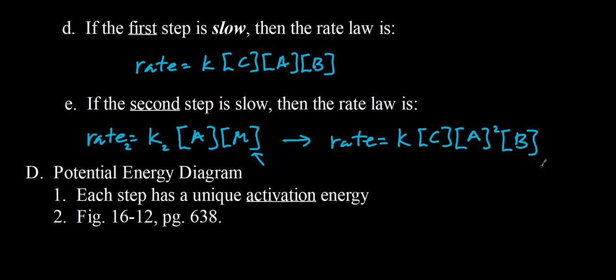So the rate determining step is the slowest step in the mechanism. Now, there's a relationship between activation energy and rate. I don't know if you remember that. The slowest step is going to be the one that has the highest activation energy. We'll see that in our next section of the notes. I just wanted to point that out here.